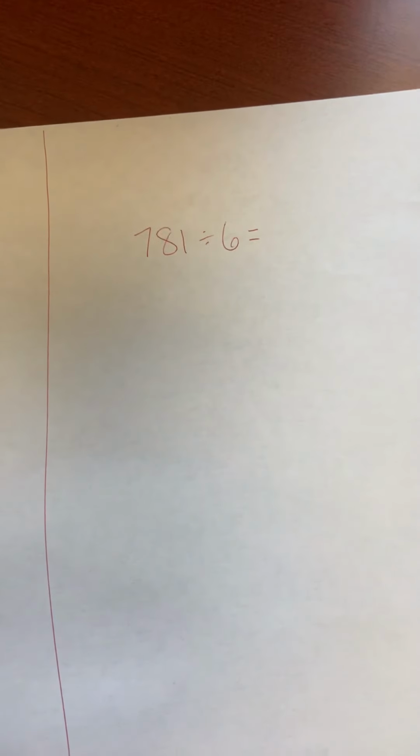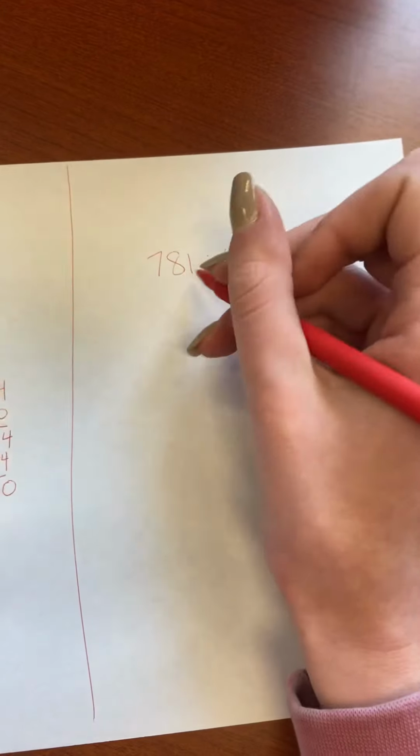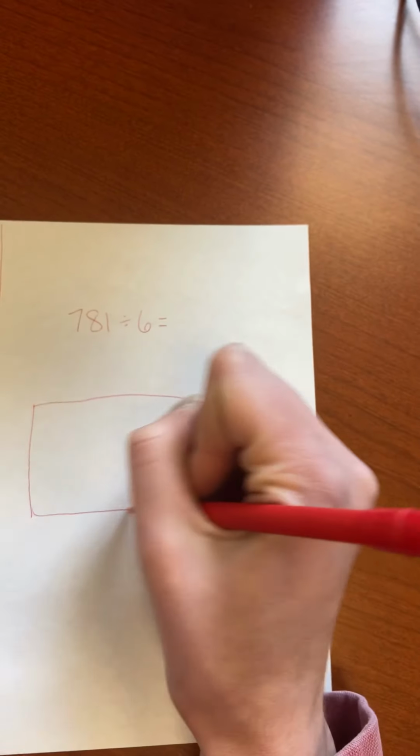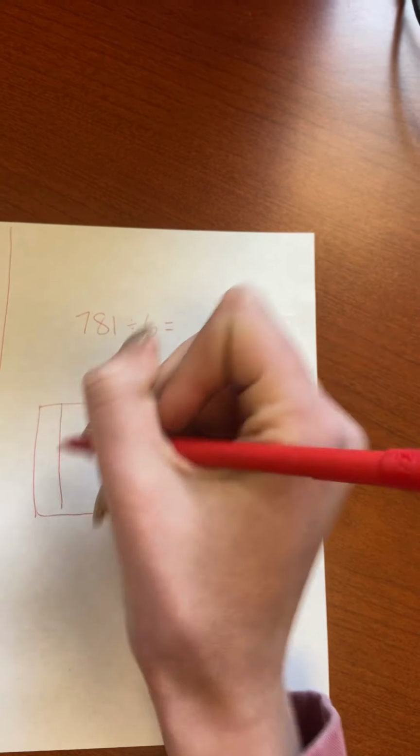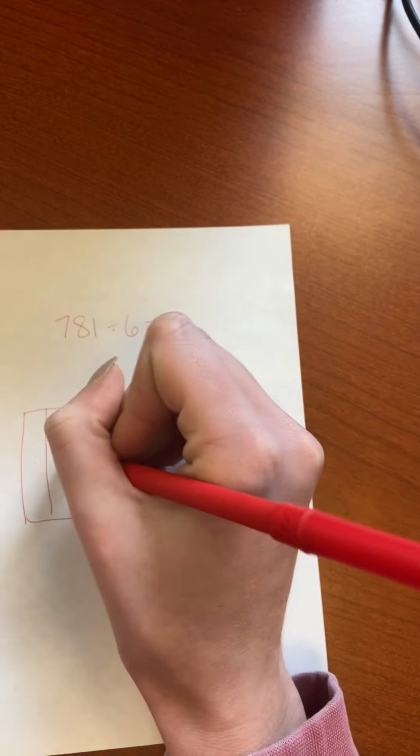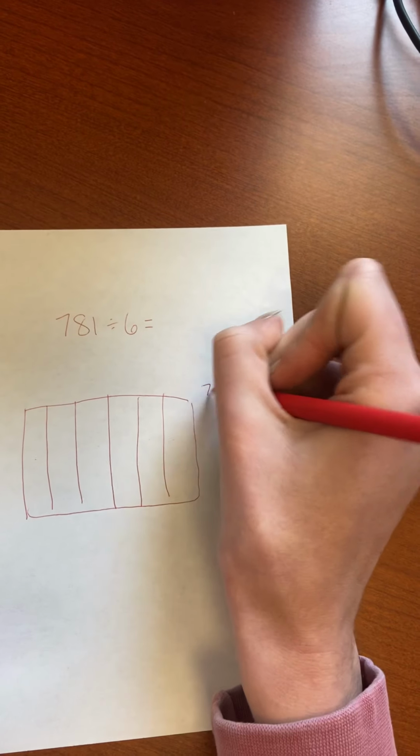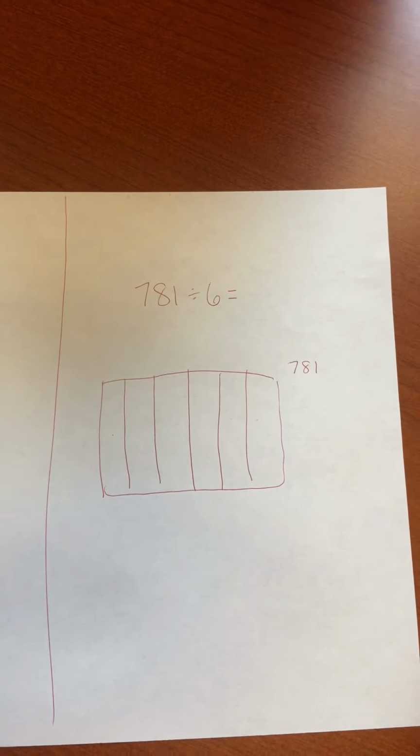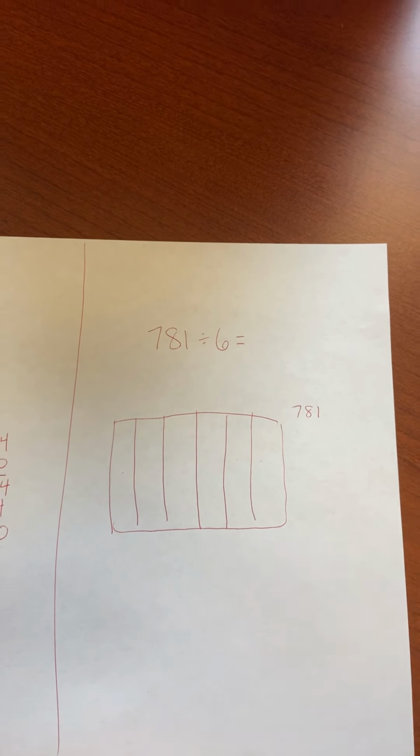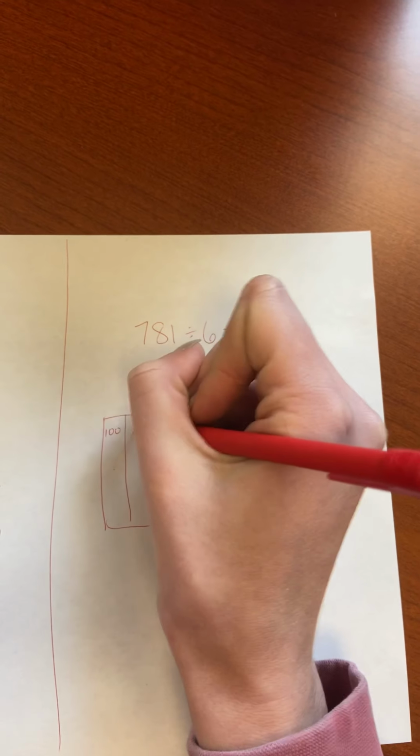Next problem, we're going to do 3-digit divided by 1-digit. So 781 divided by 6. That means I'm going to need to draw 6 boxes. One, 2, 3, 4, 5, 6, 781. So I'm going to think I could take out 6 groups of 10, or I could even do 100. So I'm going to take out 100 each time.